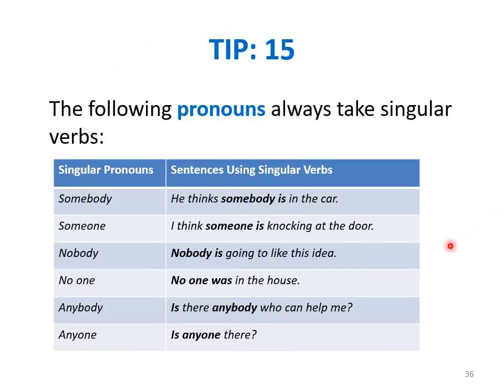The last tip is that the following pronouns always take singular verbs. Somebody is always singular, so you say somebody is. You could see that after somebody, someone, anybody, you use is or was. That means these are singular. They are always used as singular. So have a look at them, stop the video, and then watch them, write them, take notes.